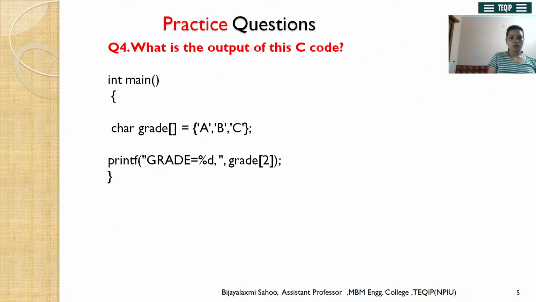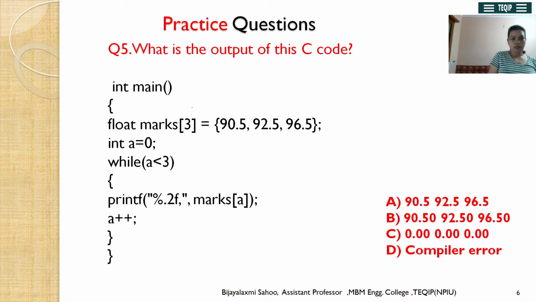What is the output of this? This is a character array and the characters are A, B, C. If I print grade of 2, this is the 0th element, this is the 1st element, 2nd element. As the format specifier is percent d, this will give you the ASCII value of character C. So the ASCII value is 67. So this is another question.